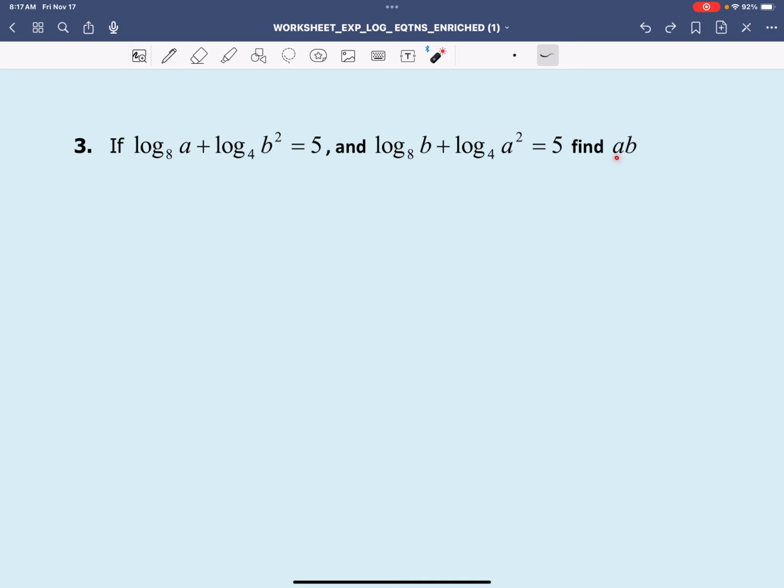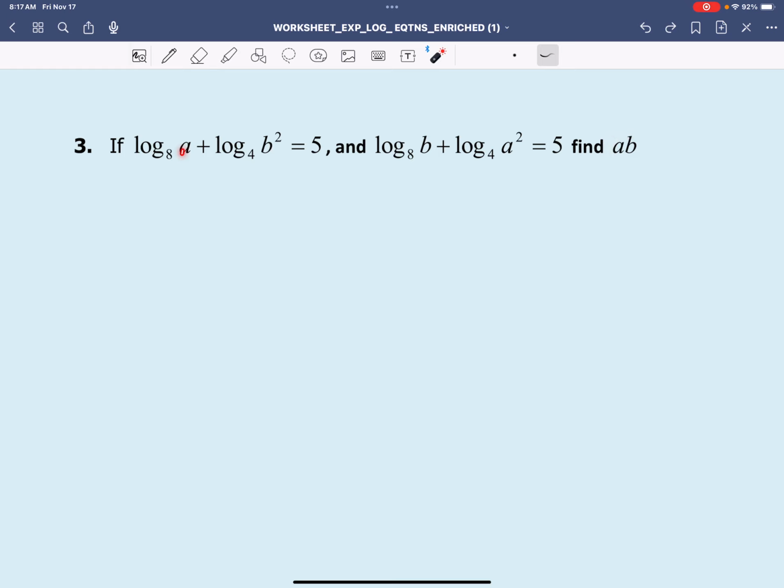So I see that I have to find a times b. So it's a product of the unknowns a and b. And I see that a and b appear in both pieces of information here, which means that they are connected with some actual numerical values, which means that we need to find the numerical value of a times b.